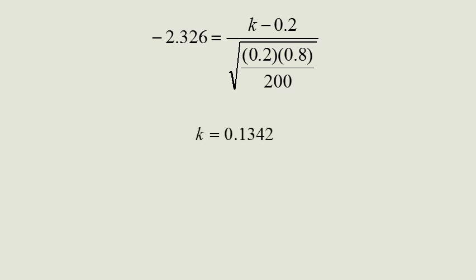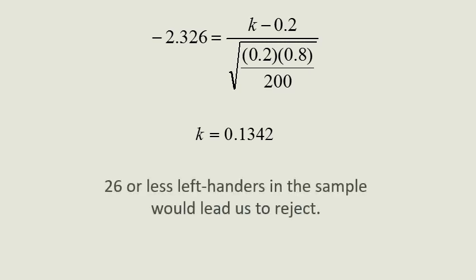Solve for k, and we get 0.1342. So if the sample proportion were less than 13.4%, then we would reject the null hypothesis. Since the sample size is 200, that would only happen if 26 or less people were left-handed.